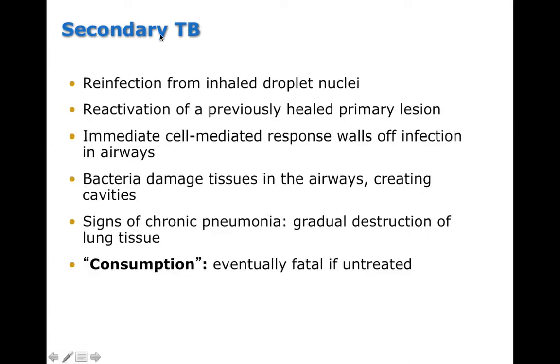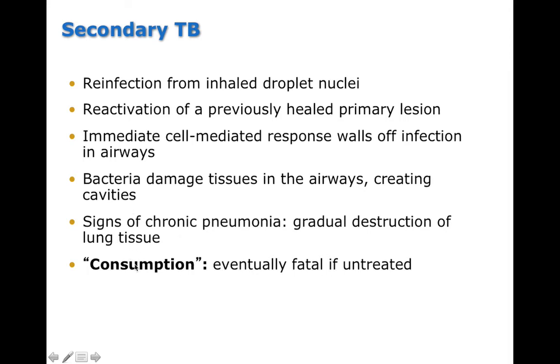And secondary TB is a reinfection from latent bacteria that were already in your body. So it's a reactivation from a previously healed primary lesion, like a Ghon focus or some caseous necrosis in the lung, and these bacteria can damage tissue in the airway, causing cavities. Now, if it's chronic secondary TB, you get these large cavities that can occur within the lung tissue because of destruction of the lung tissue. And we see signs of chronic pneumonia, like gradual destruction of your lung tissue and these large cavitations.